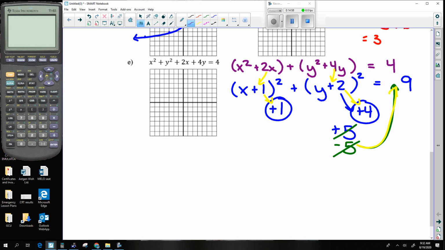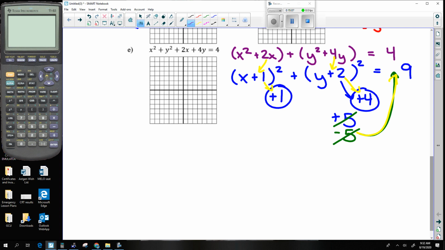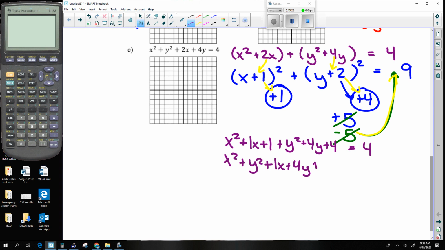And so if you're anything like me, you kind of need justification that this is indeed true. So what I'm going to do is take this blue number and multiply it out and turn it back into the original, the purple. So this is going to be x squared plus 1x plus 1 plus y squared plus 4y plus 4 is equal to 4. All right, so this is x squared plus y squared plus 1x plus 4y plus 5 is equal to 4.